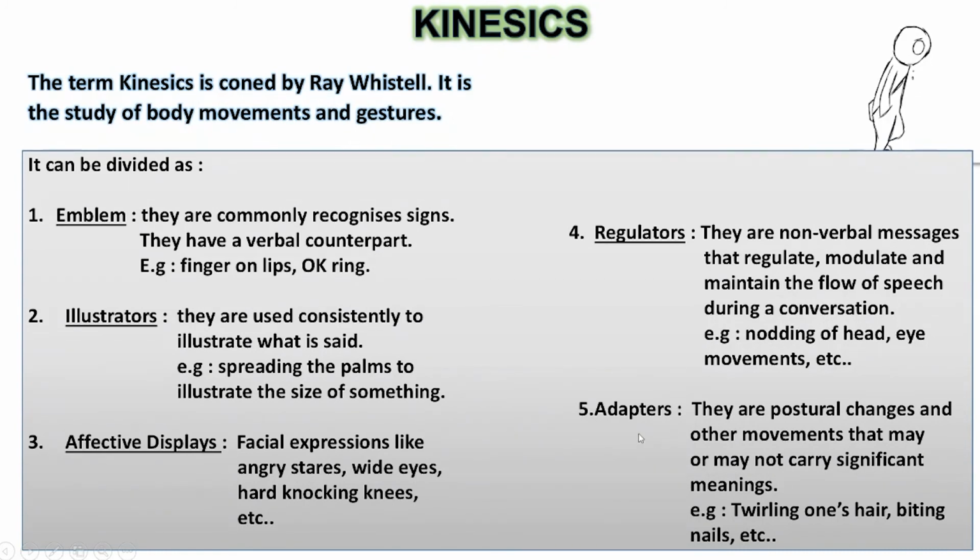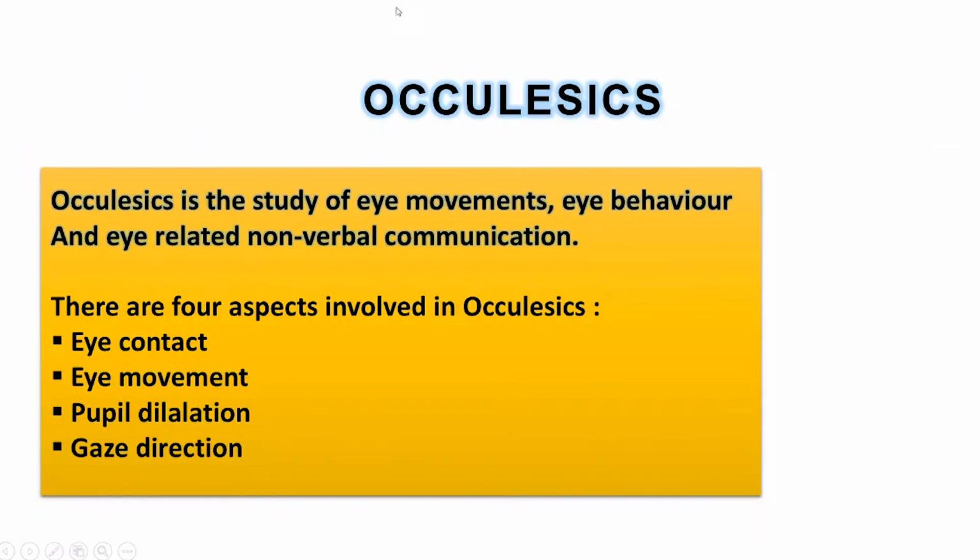So all of these include body gestures and movements, and they are divided into 5 types. The study of body gestures and movements was done by Ray Birdwhistell, and it is called kinesics. Okay, now let's see the next one, which is oculesics.